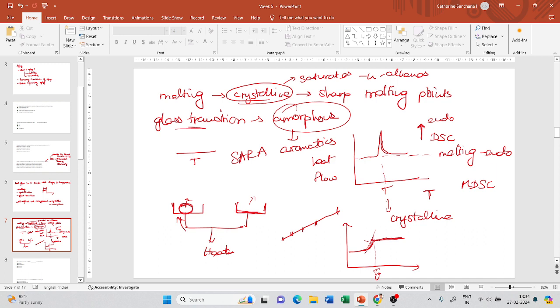So for now, let us simply understand that a melting peak indicates the presence of crystalline fraction, and a glass transition indicates the presence of amorphous fraction. And the corresponding temperature refers to glass transition temperature. Now, in addition to that, you should also know that there is some other advanced technique called MDSC, which will help you to understand this material better.